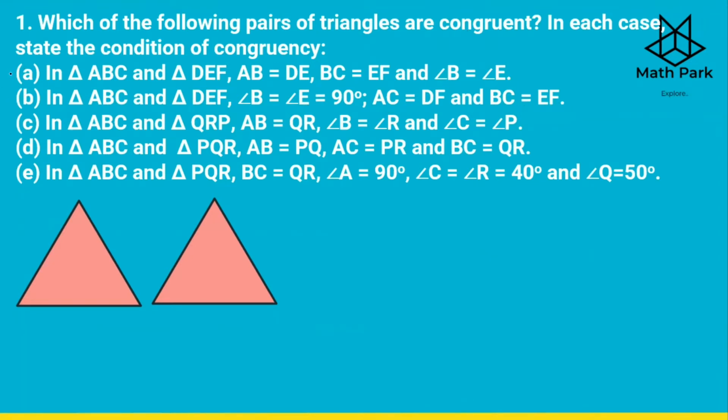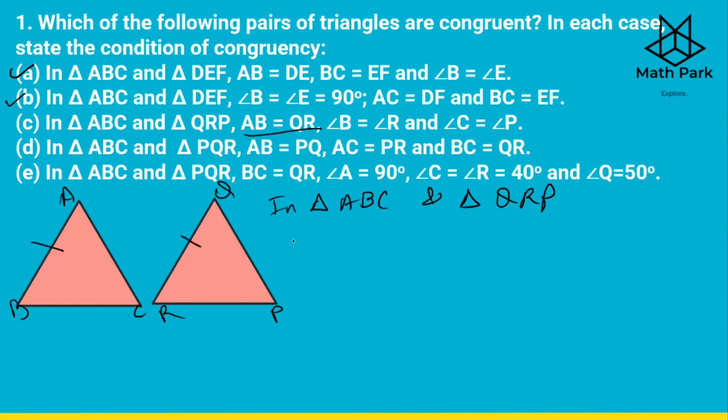Got it? The third part of question number 1. So we have triangle ABC. You are given triangle ABC and triangle QRP. In triangle ABC and triangle QRP, let us see what is given. You are given AB is equal to QR.